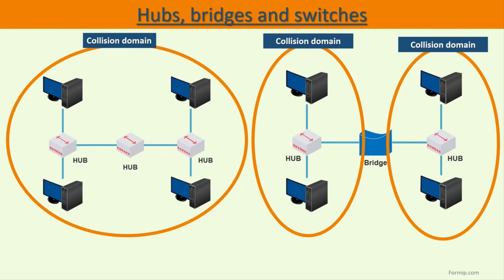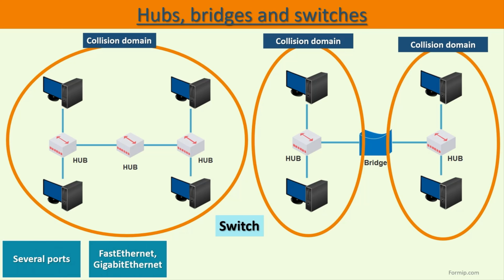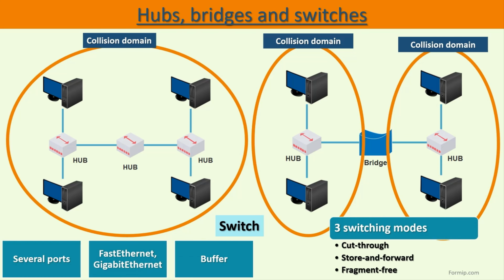Let's go back to our time, because the hub and bridge are ancient history. Nowadays, we hardly use them anymore, because the switch has arrived. The switch has several ports. They may have different speeds per port, such as fast Ethernet or gigabit Ethernet ports. They have a large buffer. And they have 3 different switching modes.